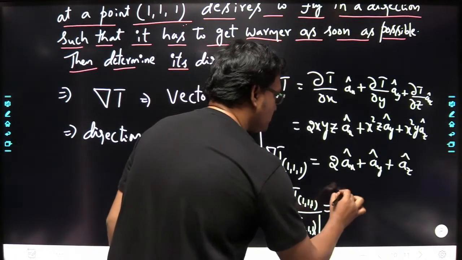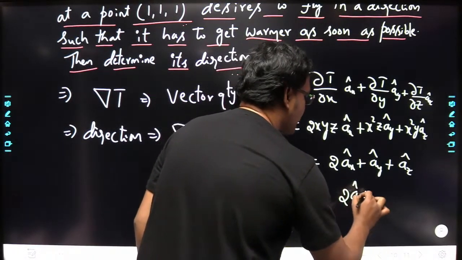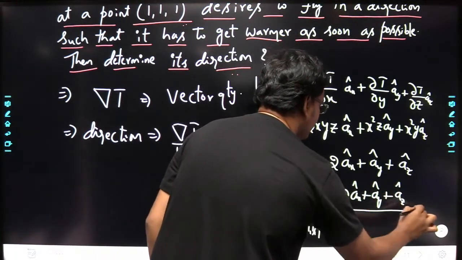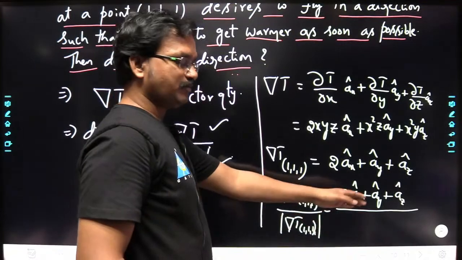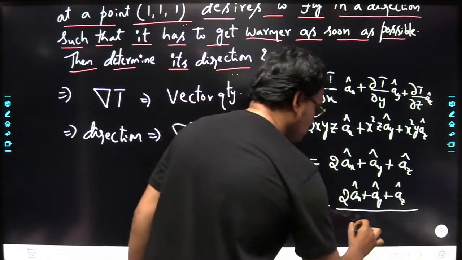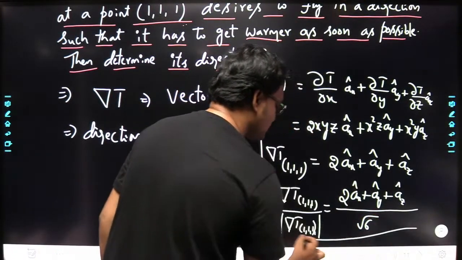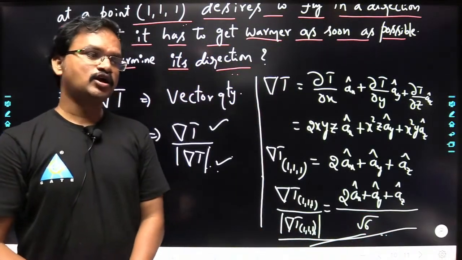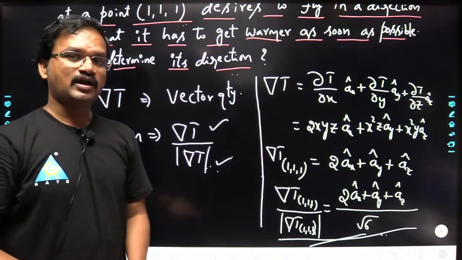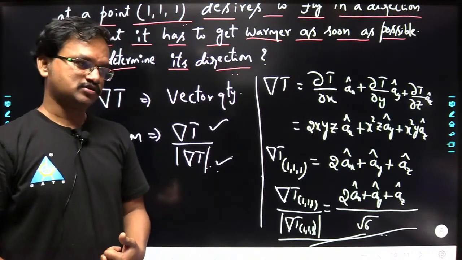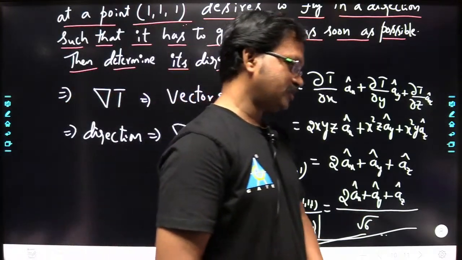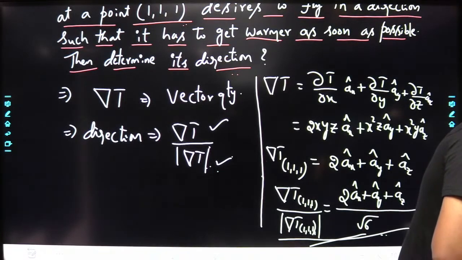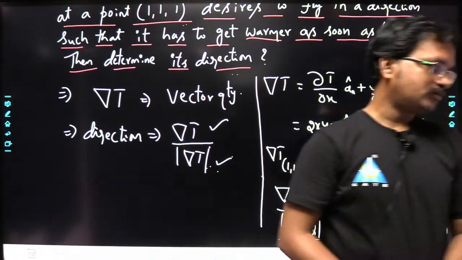So if you do this, you will get 2ax cap plus ay cap plus az cap divided by the square root of 2 square plus 1 square plus 1 square, that is root 6. So this is the direction here. This is the direction in which the mosquito has to fly in order to get warmer as soon as possible. Right? Okay. So I hope this problem is clear here. Yes or no?